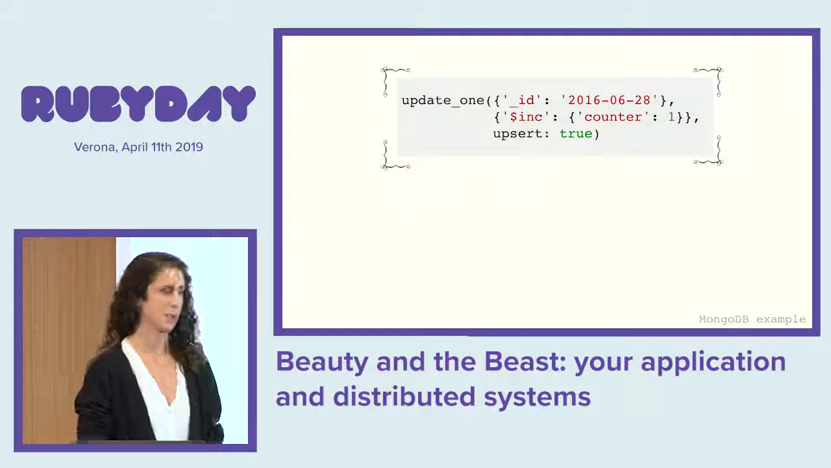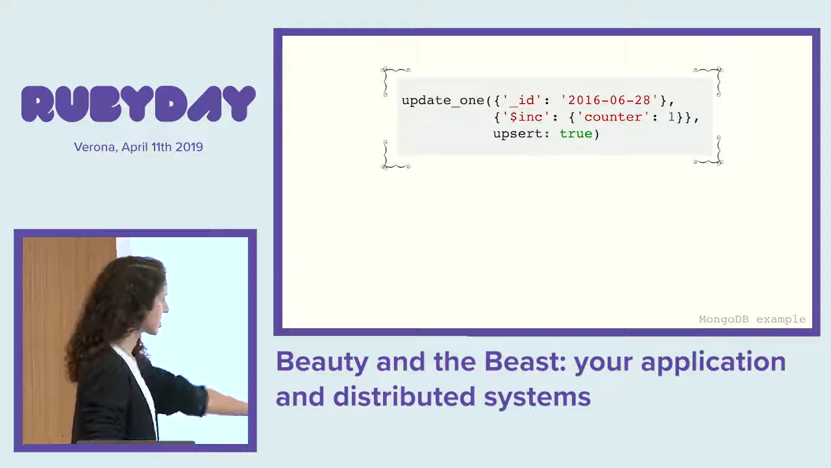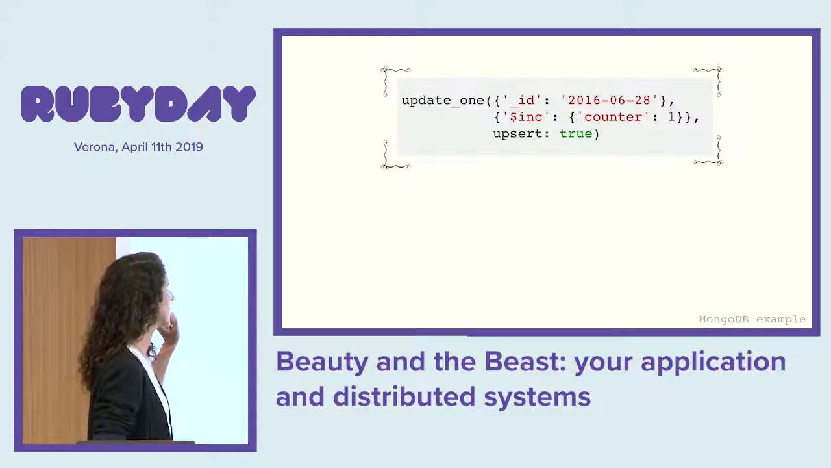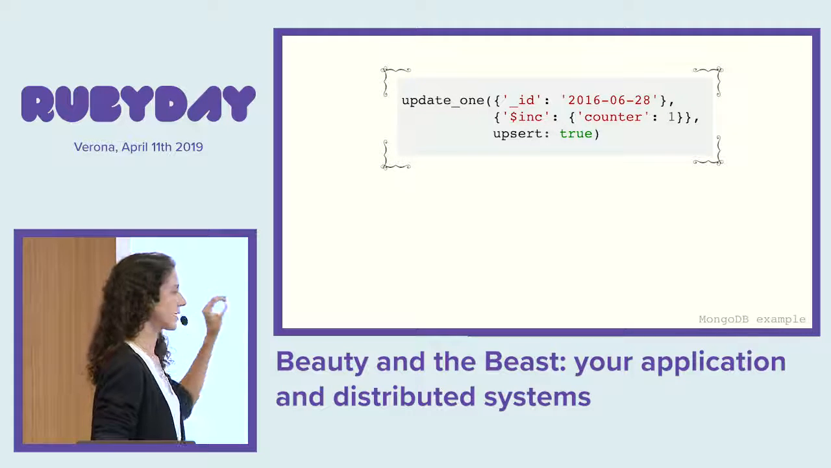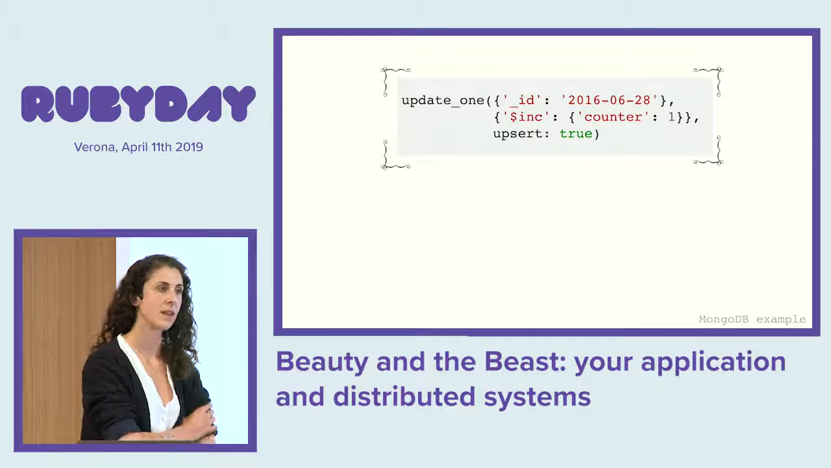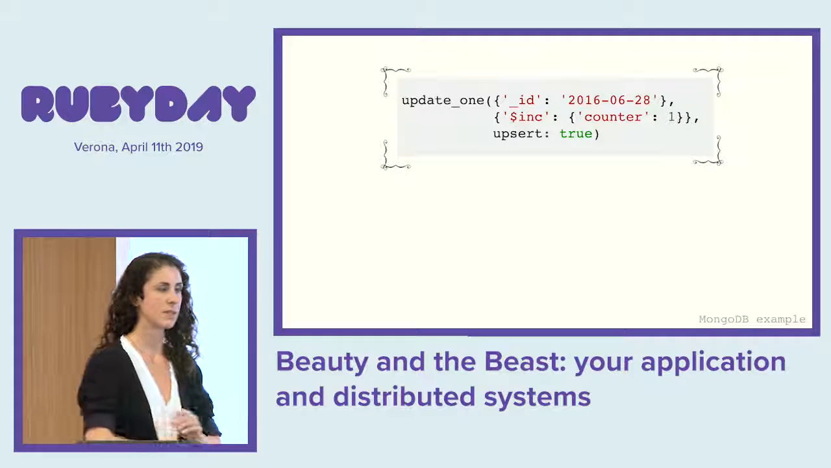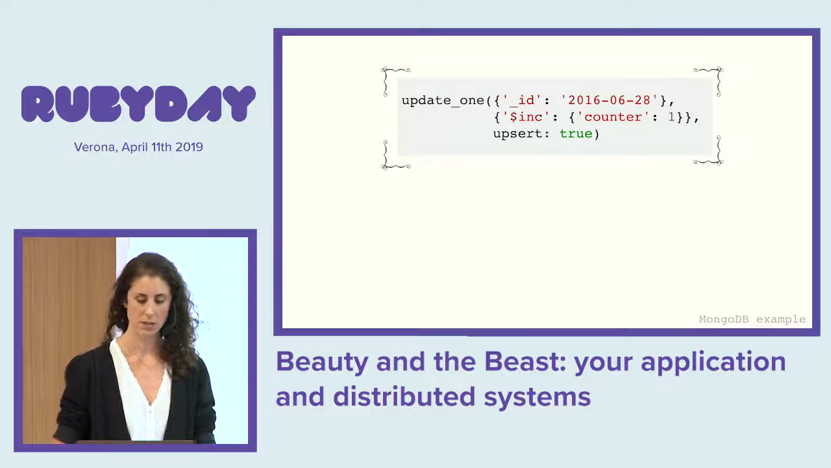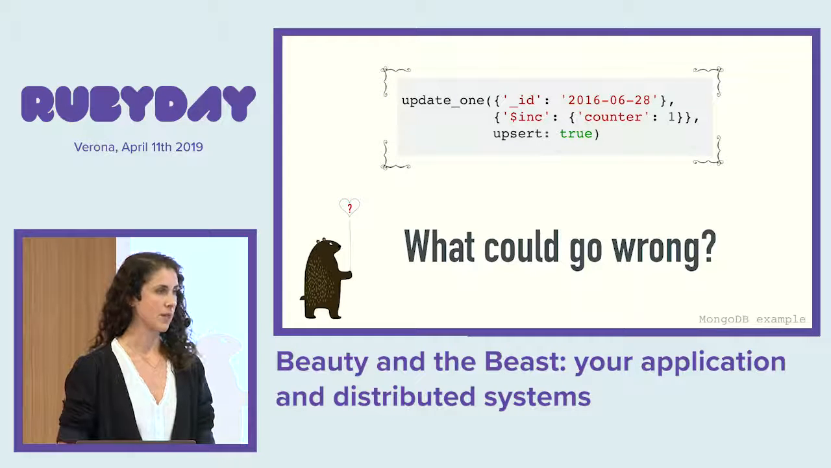So let's look at an example. This is using MongoDB, and this operation will be an update. It'll match on an ID, and then it'll increment a counter by 1. And it'll be an upsert. So if that document is not there, it'll insert the document. And if this operation happens twice, it'll only ever insert the document once. So what could possibly go wrong?